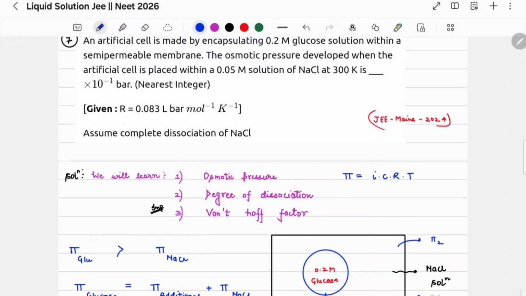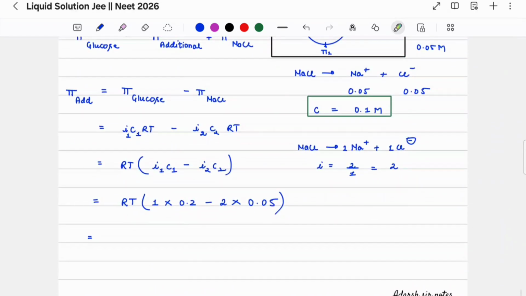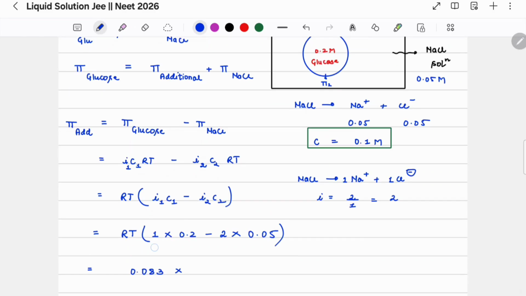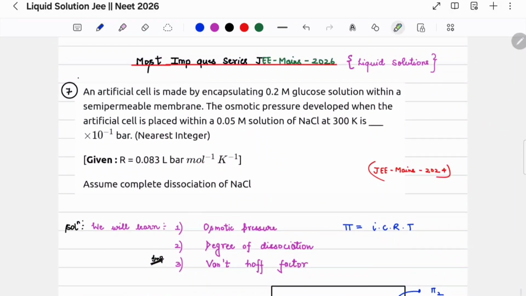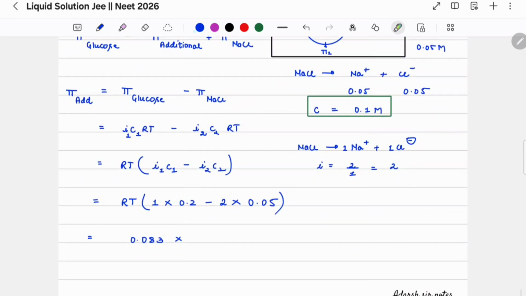What is the R value? The R value is already given in the question. How much? 0.083 liter bar mole inverse Kelvin inverse. If in your exam they have given any specific R value, don't write 0.0821. Whatever they are mentioning, write down that only. So 0.083. Temperature, what have they given? 300 Kelvin. So just write 300 Kelvin.